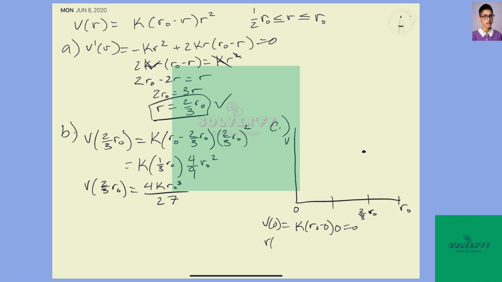And then v of r0, that's going to be k (r0 minus r0), that's going to just be 0. So for both these points, mathematically speaking, we'd get 0. And the graph would look something like this, with a maximum value at 2/3 r0.